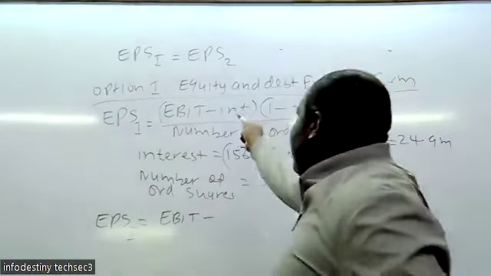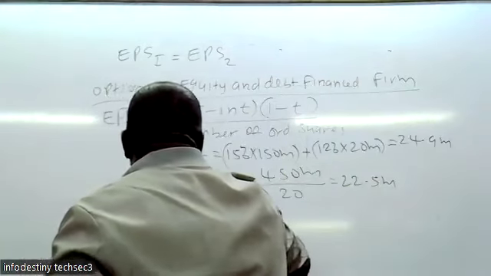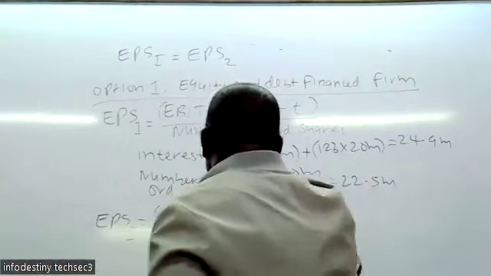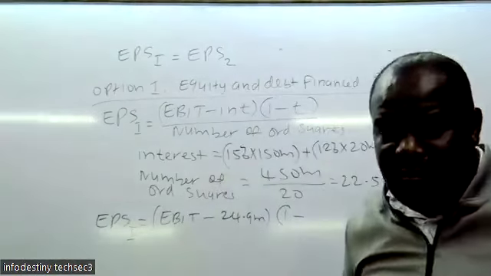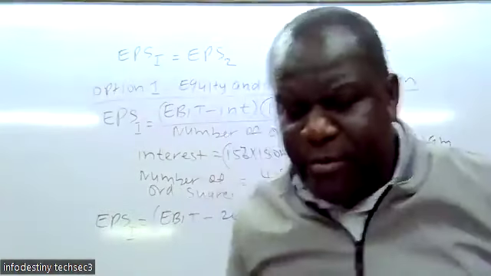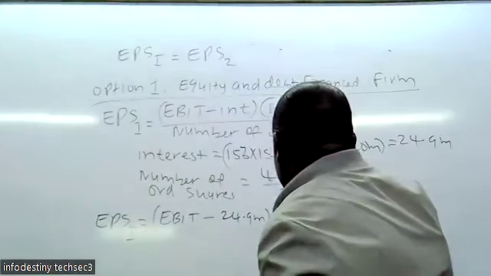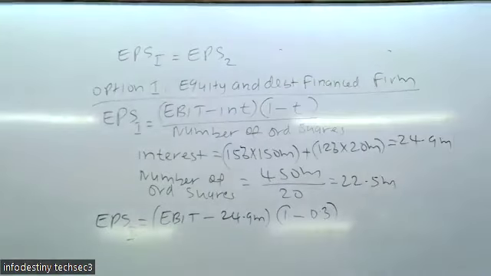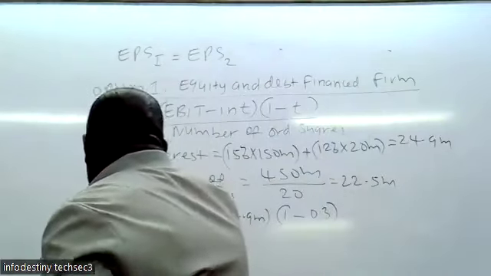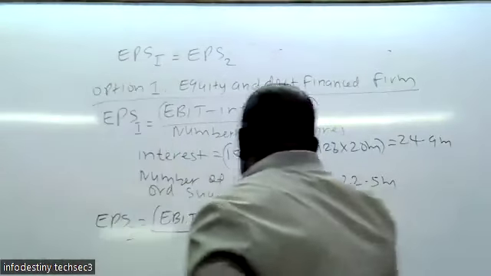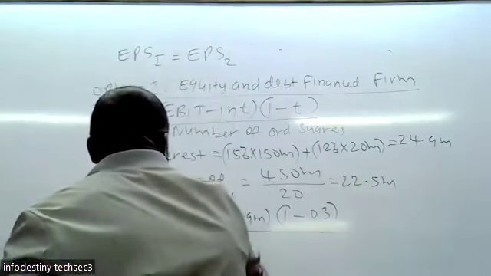Then interest is what you have calculated as 24.9 million. Then 1 minus the tax rate. The tax was given to you. Are you able to see 30%? So 30% is the same as 0.3. Then we divide by the number of the ordinary shares, which are 22.5.